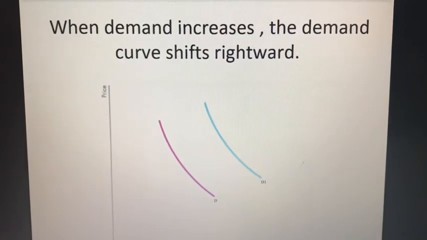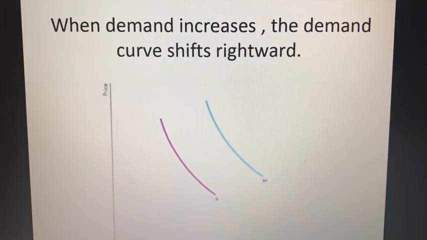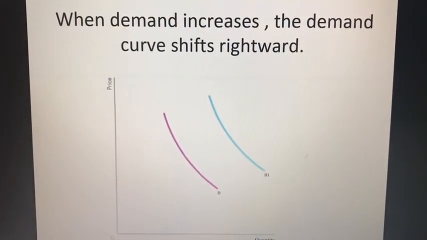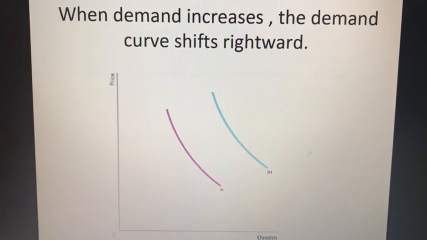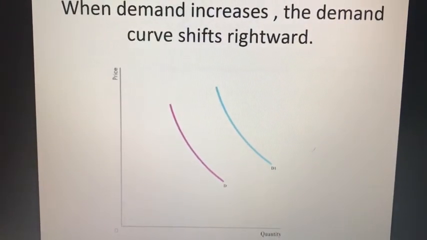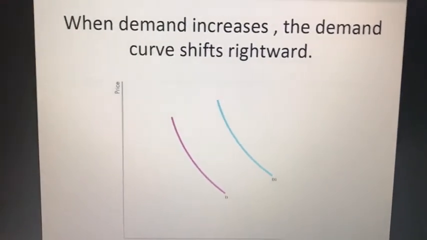When the demand increases, the demand curve shifts rightward. The factor that affects the demand for wooden chair is population growth. Population growth increases the demand for wooden chair by increasing the number of wooden chair consumers.